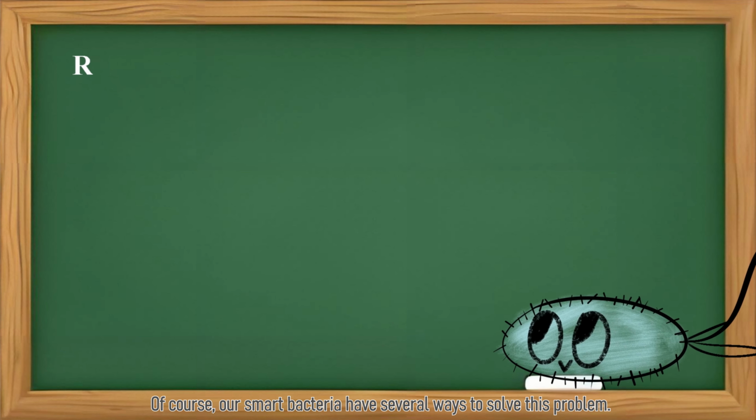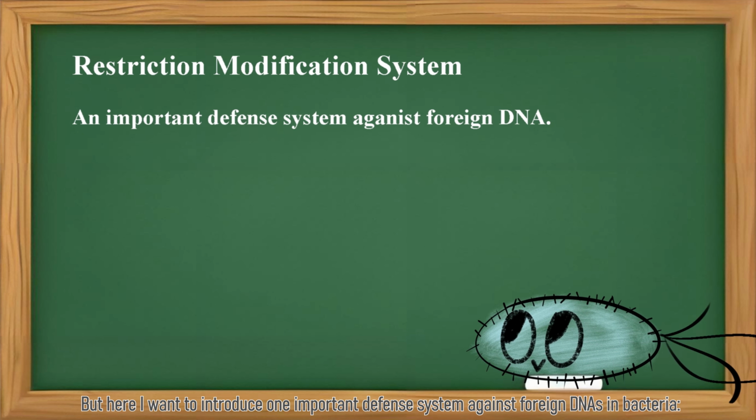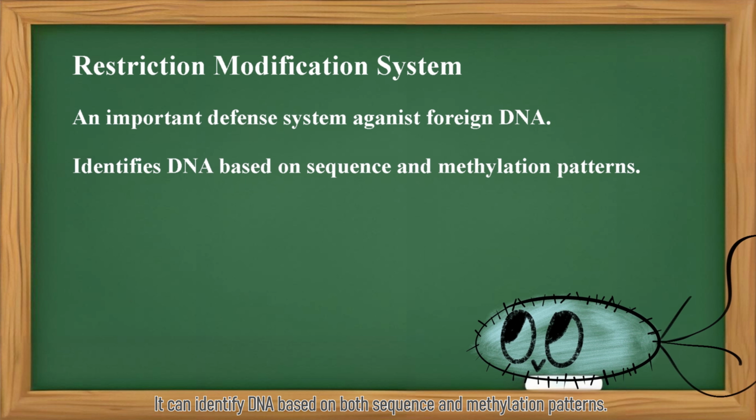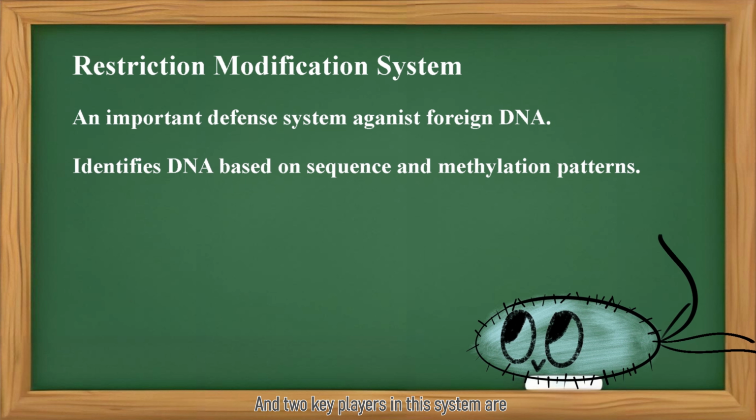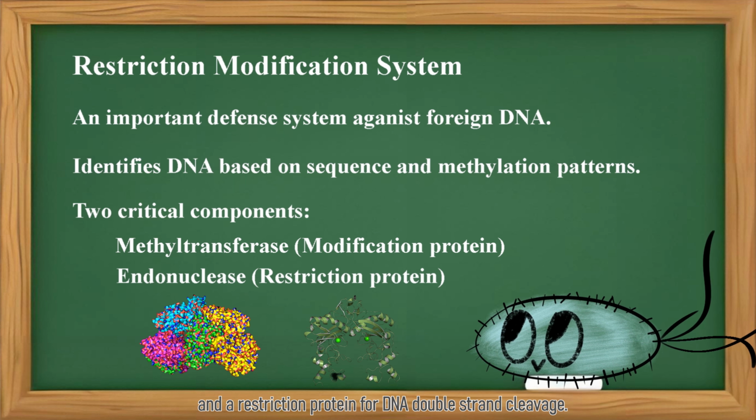Of course, our smart bacteria have several ways to solve this problem. But here I want to introduce one important defense system against foreign DNAs in bacteria, the restriction-modification system. It can identify DNA based on both sequence and methylation patterns. And two key players in this system are a methylation protein for methyl group transfer onto DNA bases, and a restriction protein for DNA double-strand cleavage.